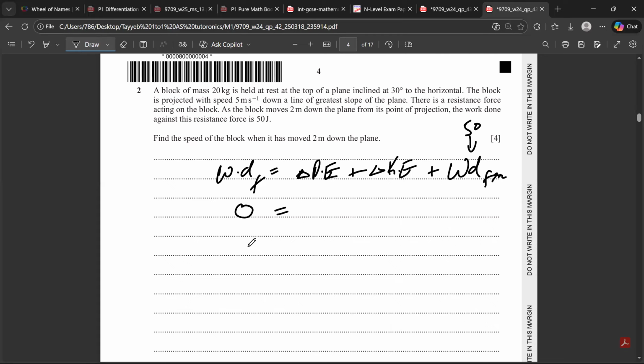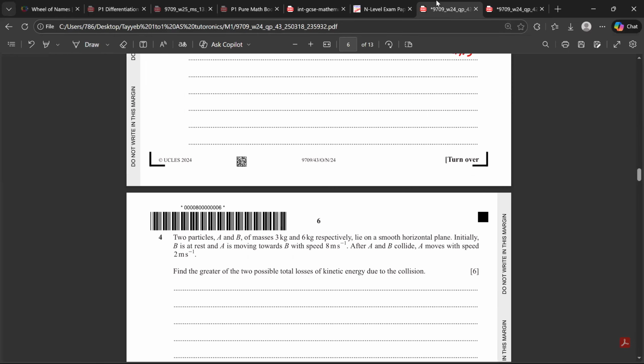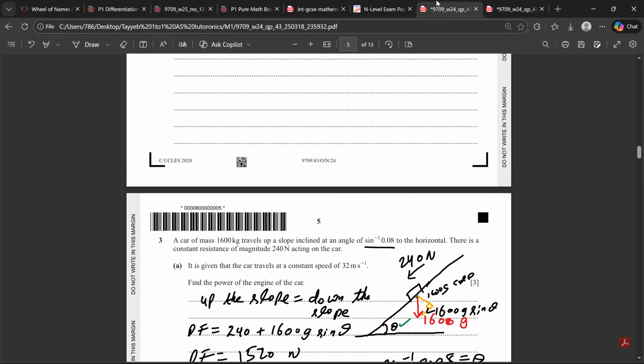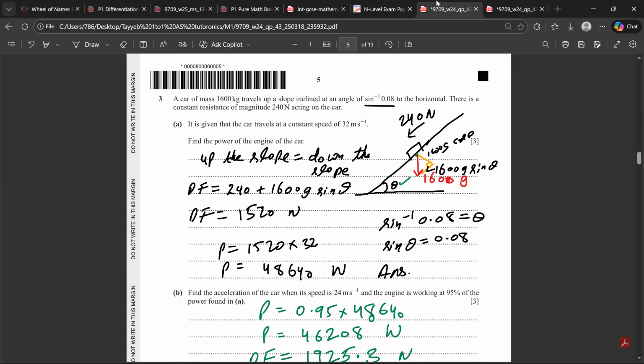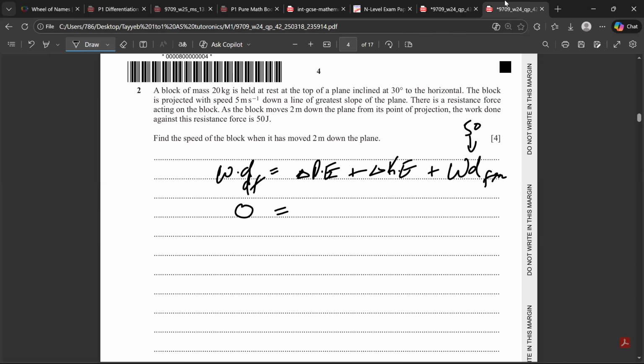It's zero. First of all, there is no external force. There is just a push, it was only pushed from the top. Okay. But then it is on its own. So work done by the driving force is zero. Because in the previous question you remember that there was actually an engine, power of the engine. But here there is no engine.